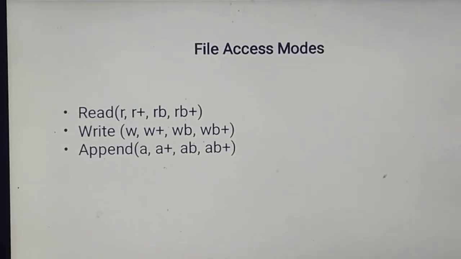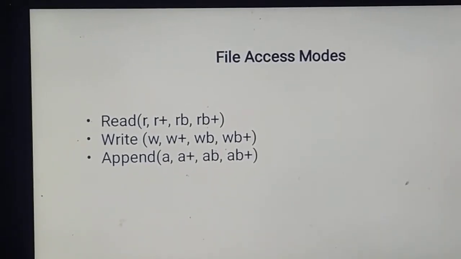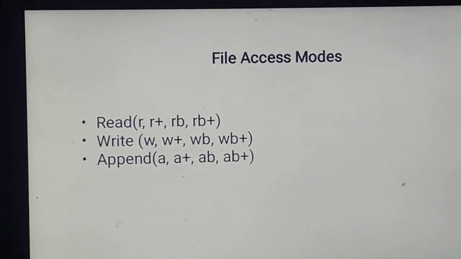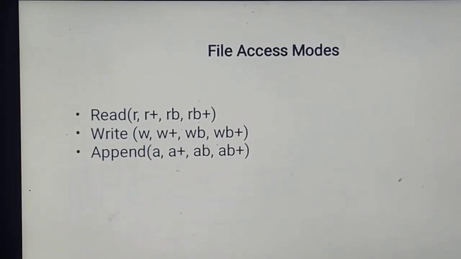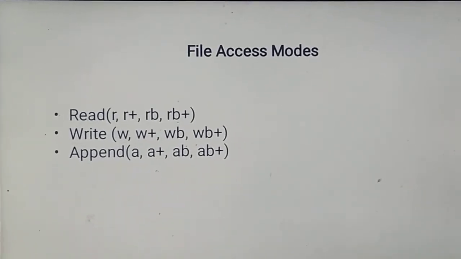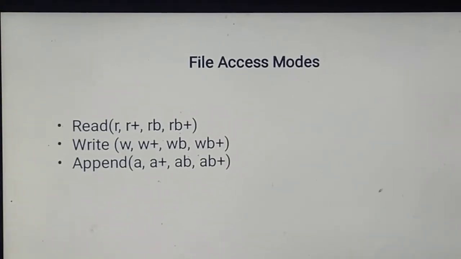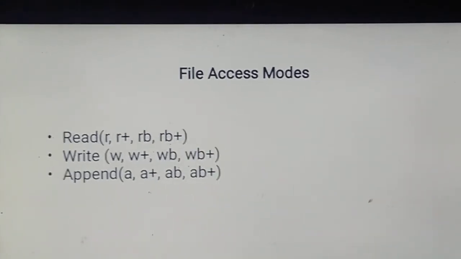Okay, the next mode is WB. This file access mode opens a file for writing only in binary format. Again, it overwrites the file if the file already exists, and if the file does not exist, it creates a new file for writing.